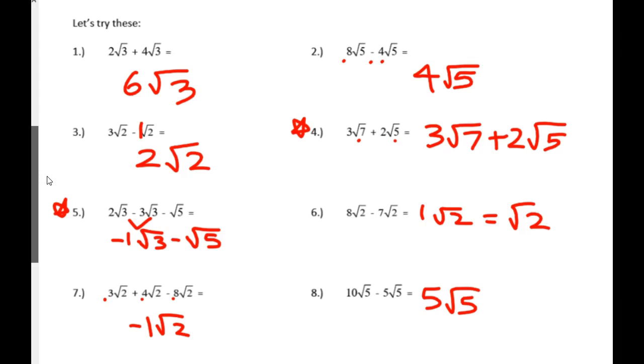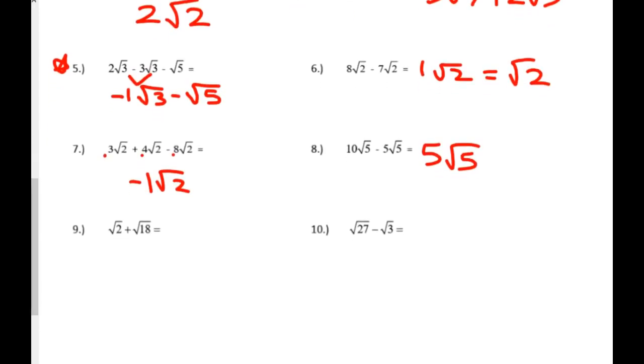You can't combine them. Don't add 5. It's not going to be 5 square root of 12 or something. It doesn't work that way. Look at number 5. See how there's 2 square roots that are the same and 1 square root that is not the same. You can only add the same square roots. So 2 minus 3 gave me negative 1. Square root of 3 minus square root of 5.